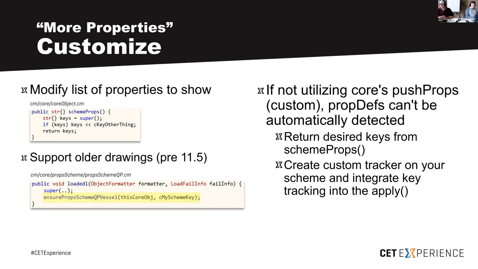And another item to note is if you're bypassing core functionality for the scheme apply, for how it pushes the props to that object, that tracker won't automatically pick up your keys. So in order to make sure that this tool works and you have that vessel created with the proper keys, you can either manually add those keys by overriding the scheme props and add all those keys in manually, or you can create your own tracker that will pick up those relevant keys on the scheme apply and then create that scheme quick property vessel.